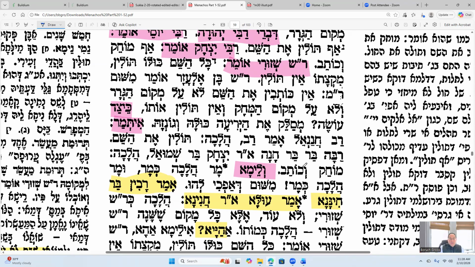You could actually write exactly what Rabbi Yitzchak said. Rabbi Yitzchak said, Af Moichet v'Kaisef. So Shmuel says the halacha is like that.